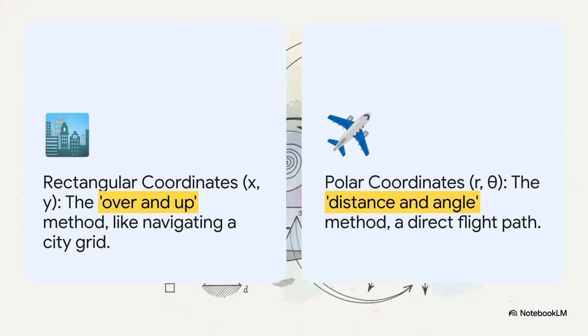So here they are, our two languages. On one hand, you've got rectangular coordinates, the good old x, y you've known for years. It's the over and up method, kind of like walking along a city grid. On the other hand, we've got polar coordinates, or r, theta. This is the distance and angle method. How far do you go? That's r, and in what direction do you turn? That's theta. Think of it as a direct flight path.